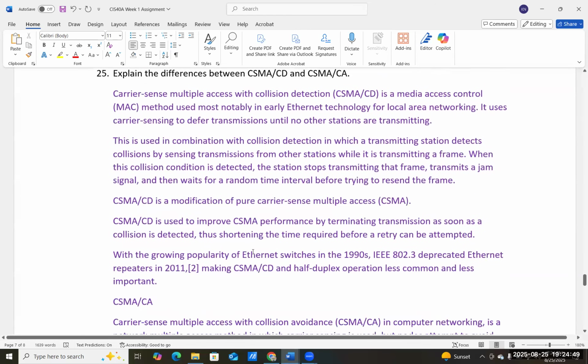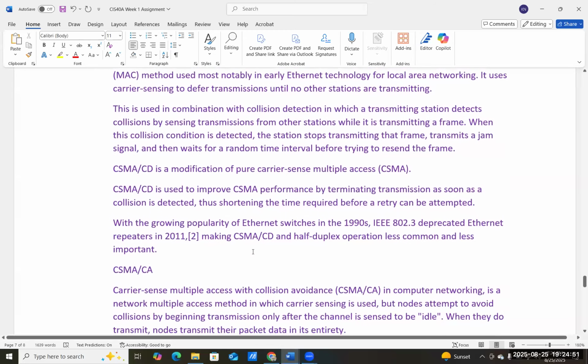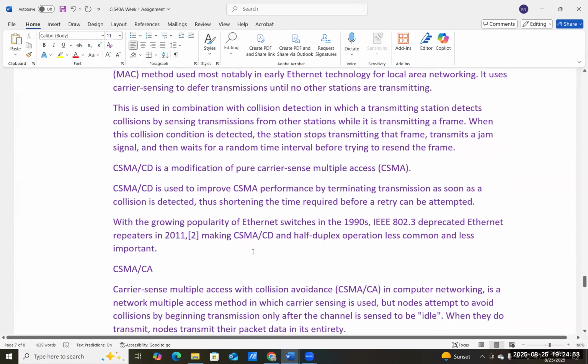So in 2011, they added some repeaters, and then it uses half duplex, and we'll talk about full duplex and half duplex later on, to be able to have the collision avoidance. So the difference between the CD and the CA: one, the CD is the detection. Two, CA is the avoidance. It's actually going to avoid the collision.